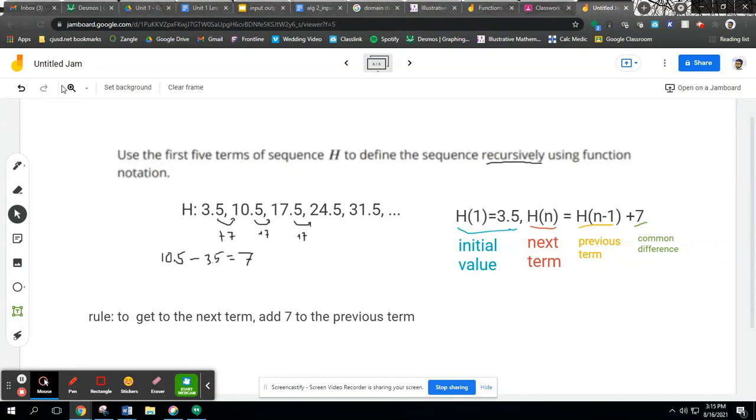All right, hopefully this helps you with your cool down. Yours might not be the same idea. We might not be adding by 7, but hopefully this gives us an idea.